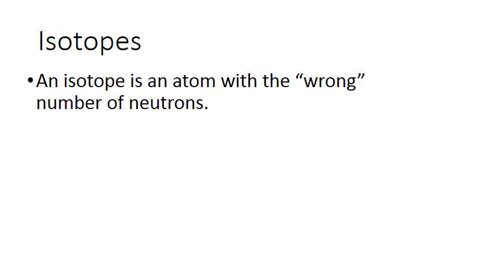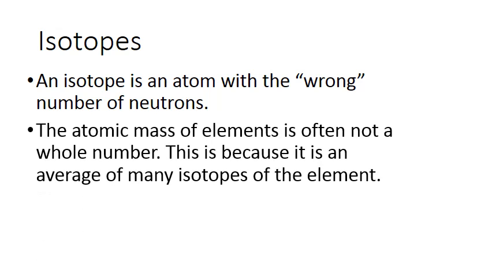Alright, so why don't we start off with isotopes. Now an isotope is an atom with the "wrong" number of neutrons. I put wrong in quotation marks because there isn't really a right or a wrong here. It's just a helpful way to remember this. And here's what I mean.